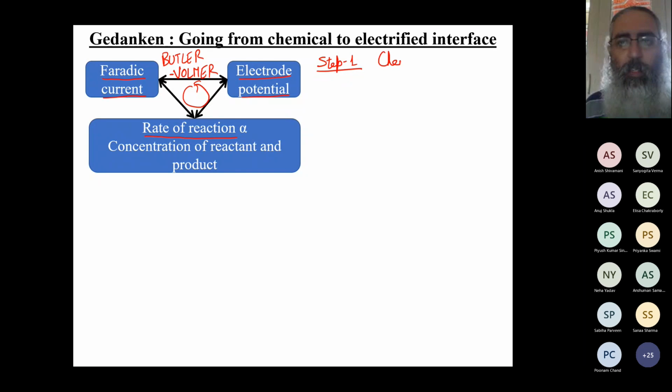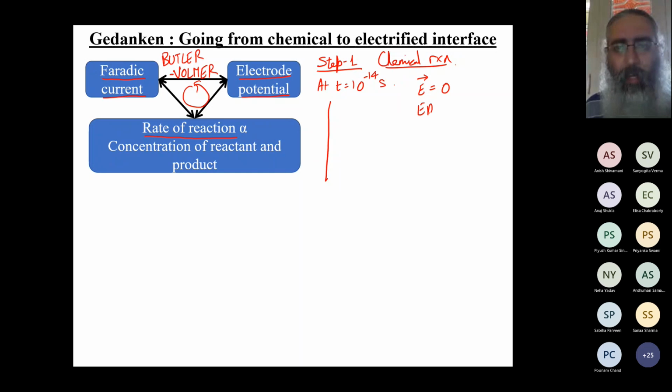So now, in order to understand this, we do a Gedanken where we have step 1, where we consider the reaction as a purely chemical reaction. That means at time t equal to 10 power minus 14 of a second, when you create the interface, the electrical field is 0, and so the concept of electrical double layer is not there, mainly because the electric field across the interface is 0.